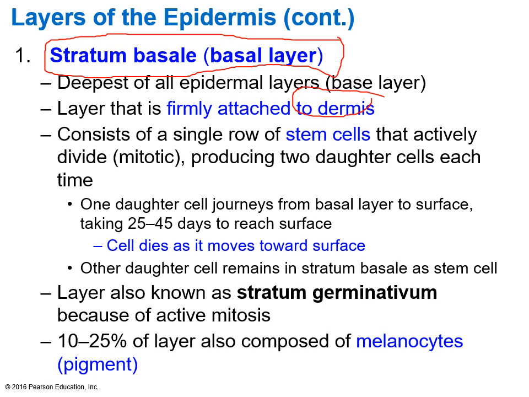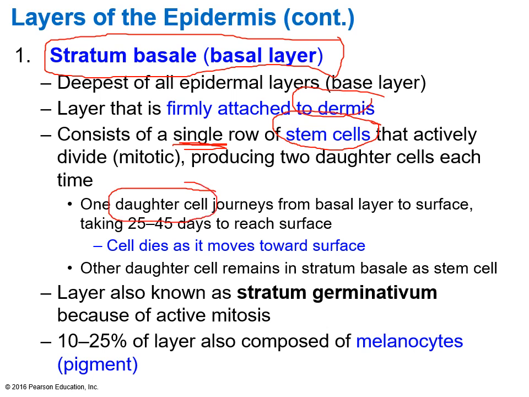The stratum basale is a single row of cells, it's just one row, and the stem cells, keep in mind, will provide us with a continuous supply of keratinocytes. Normally what we see is that to get from the bottom to the top, so from the stratum basale to the stratum corneum, it should take about 25 to 45 days for, they're calling it the daughter cells, which are the new cells that are being produced, the keratinocytes, to travel from bottom to top of the cell.